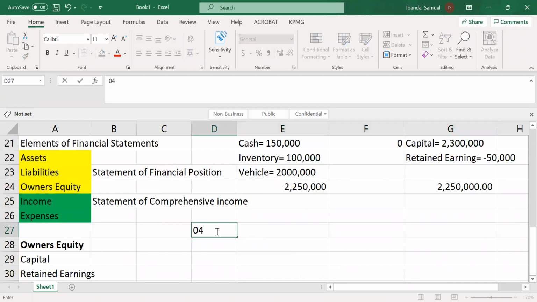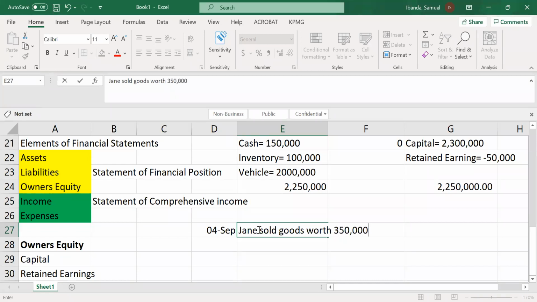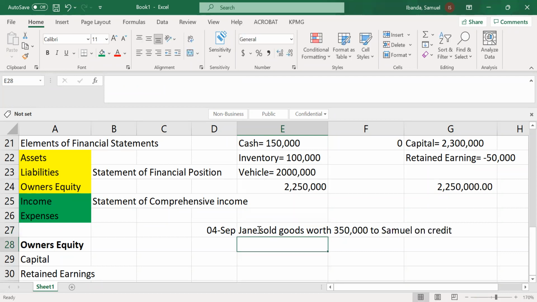Let's say today, 4th of September, Jen sold goods worth, maybe let's say 350,000, to Samuel on credit. So Jen has sold goods worth 350,000 to Samuel on credit. How do we represent this on our accounting equation?